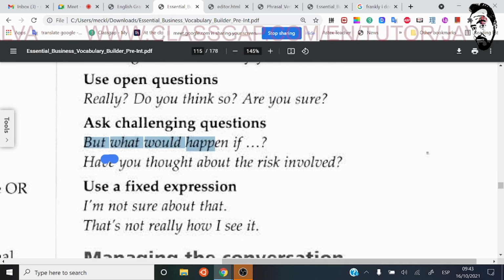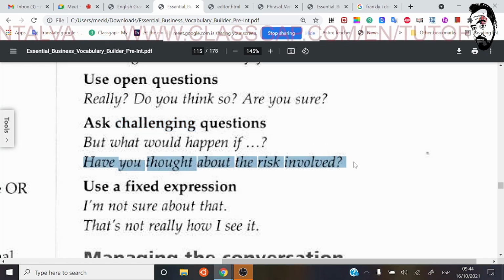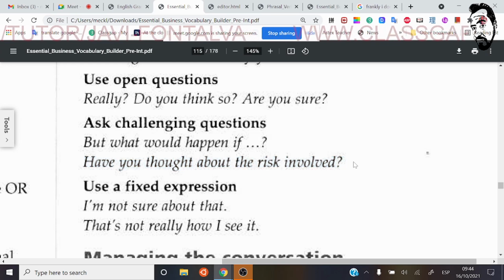Or you want to challenge. So, for example, what would happen if? ¿Pero qué pasaría si? But what would happen if? Blah blah blah. Challenging was challenging. Desafío. Entonces que desafía un poco. Or another one. Have you thought about the risk involved? ¿Has pensado en el riesgo involucrado? Have you thought about blah blah blah? ¿Has pensado en? Have you thought about? Yeah. Very very useful.